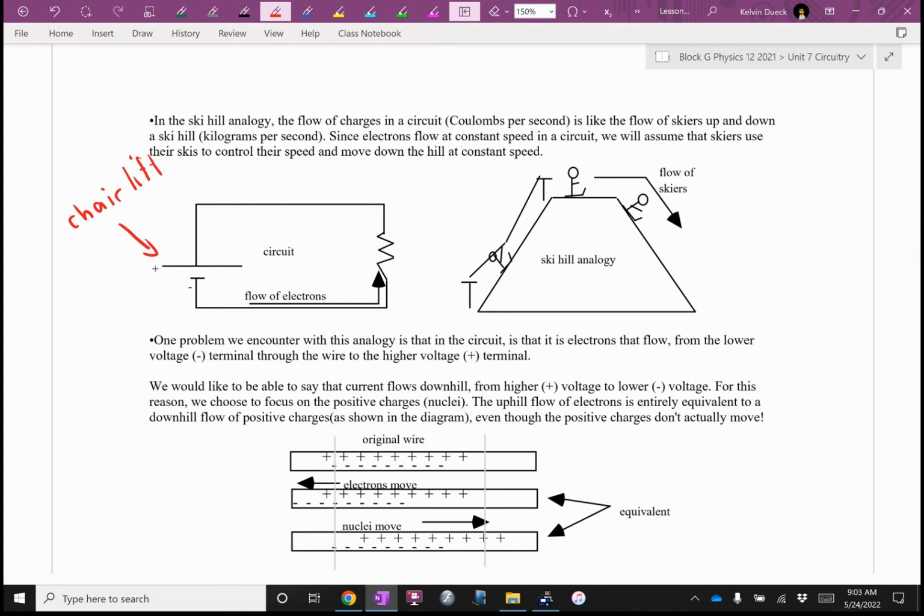Now, this is where the analogy breaks down a little bit. In a circuit, electrons flow at a constant speed. So we're going to pretend all the skiers in my ski hill analogy are skiing at the same rate. They're using their skis to control their speed. Nobody's going faster. Nobody's going slower. Everybody's going single file. That's what we got.